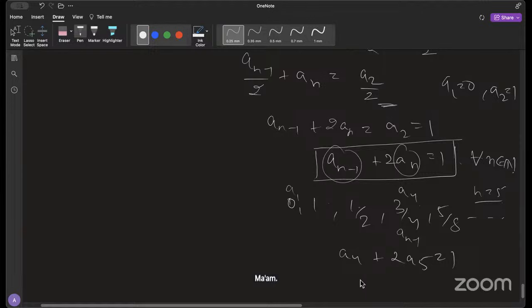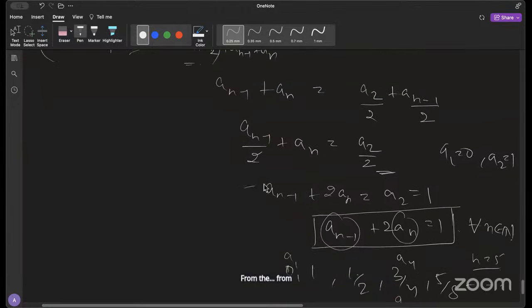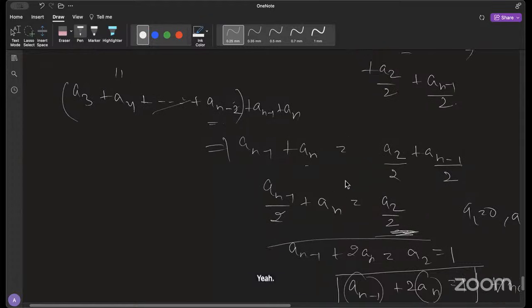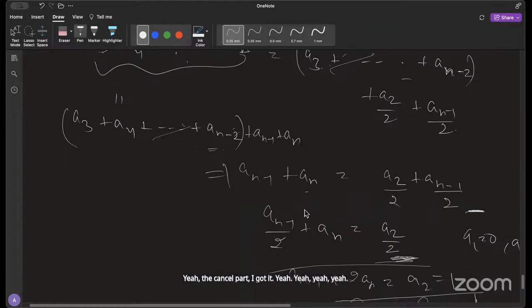Ma'am, in the second step, an minus 1 upon 2 plus an is equal to a2 by 2. How did we reach there from that step? We're not doing anything, we just cancel part of the expression. Then we're just subtracting this. This is an minus 1, this is an minus 1 by 2. We're just simplifying this. That's all. Take this to this side.